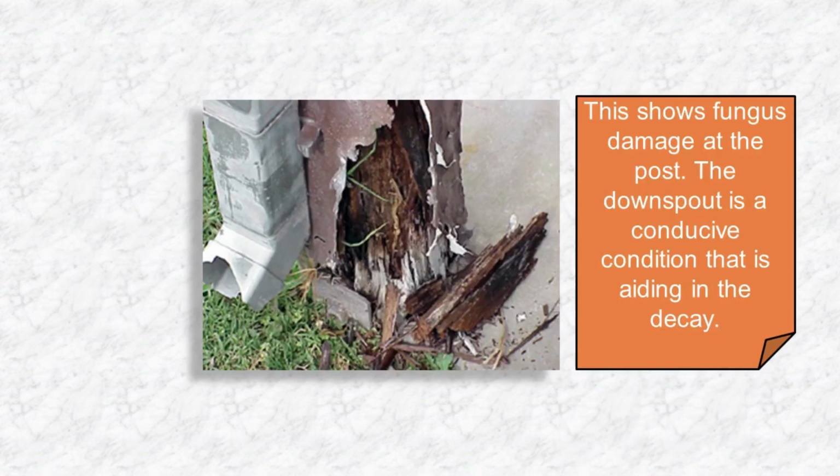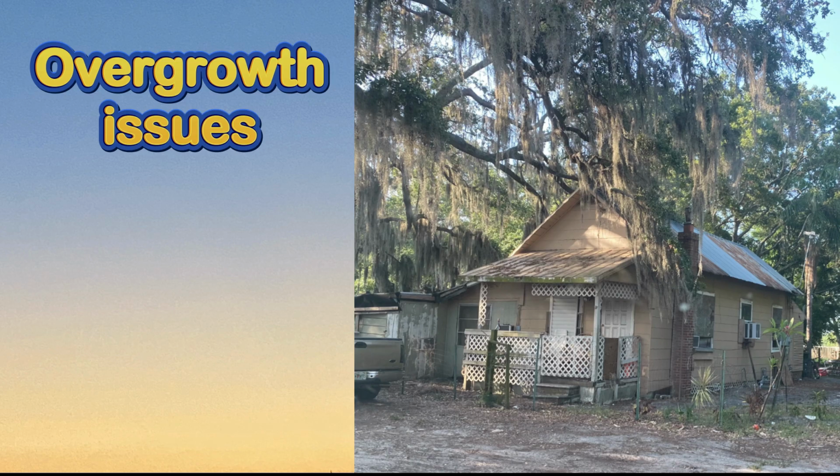This shows fungus damage at the post. The downspout is a conducive condition that is aiding in the decay. Another thing we need to think about on exterior inspections is the overgrowth issues.